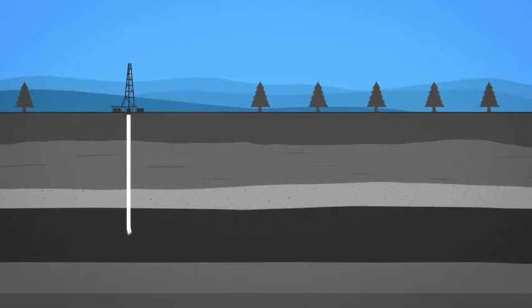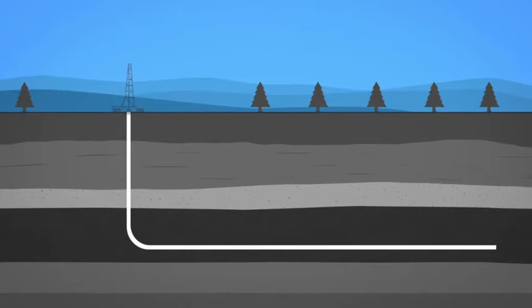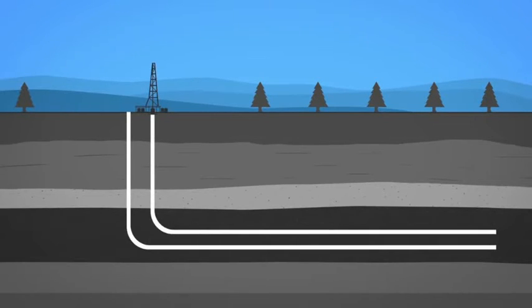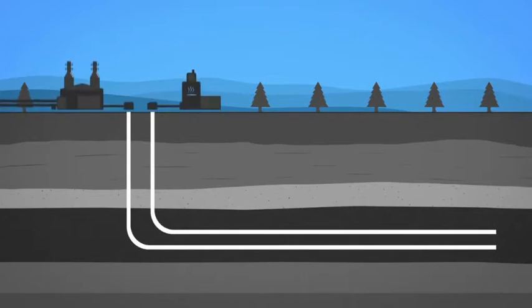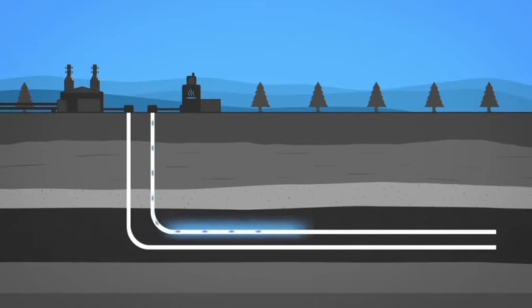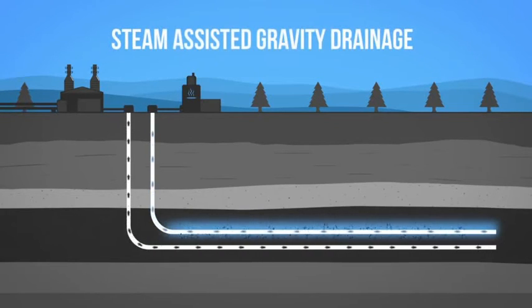Around 80% of the oil sands are found more than 75 meters below the surface. To extract them, in situ or underground methods must be used. The majority of the in situ operations pump steam underground through horizontal wells with the purpose of liquefying the bitumen, which can then be pumped up to the surface. This method is called steam-assisted gravity drainage.